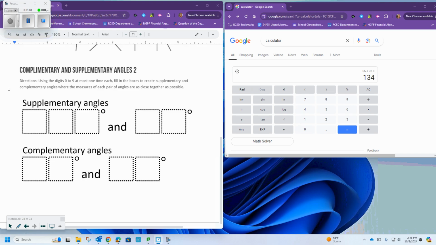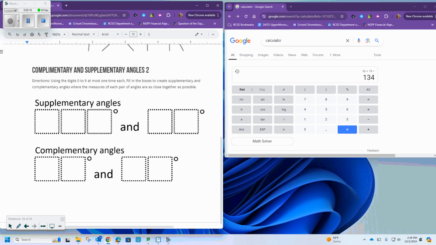So first, just focus on using the digits 0 to 9 at most one time each. So if you use 9 here, oopsie, sorry, let me get my pen. If you use 9 here, you can't then use a 9 over here because you already used 9 once, okay? So you use them one time, and we're going to try to make supplementary and complementary angles.